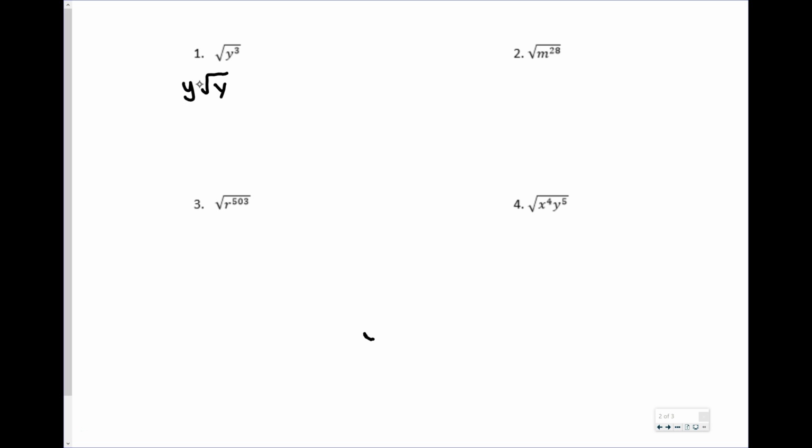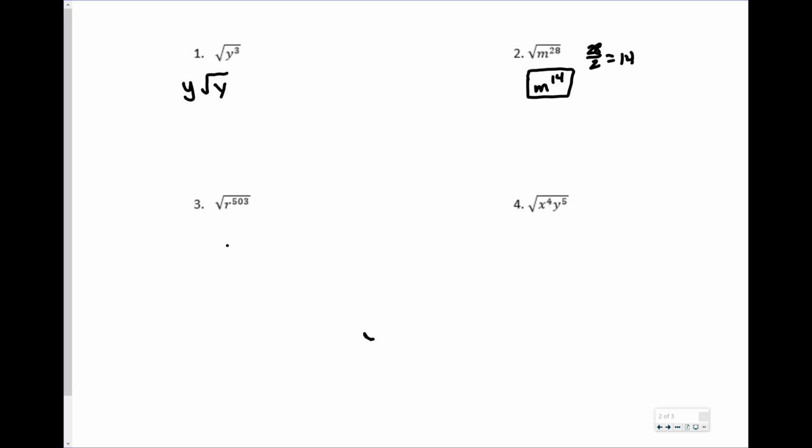Okay. Number 2, that is an even exponent, so all I have to do here is do 28 divided by 2 to get 14, and my answer is m to the 14th. Take away the house. When you have even exponents, you can take away the house. It's gone completely.